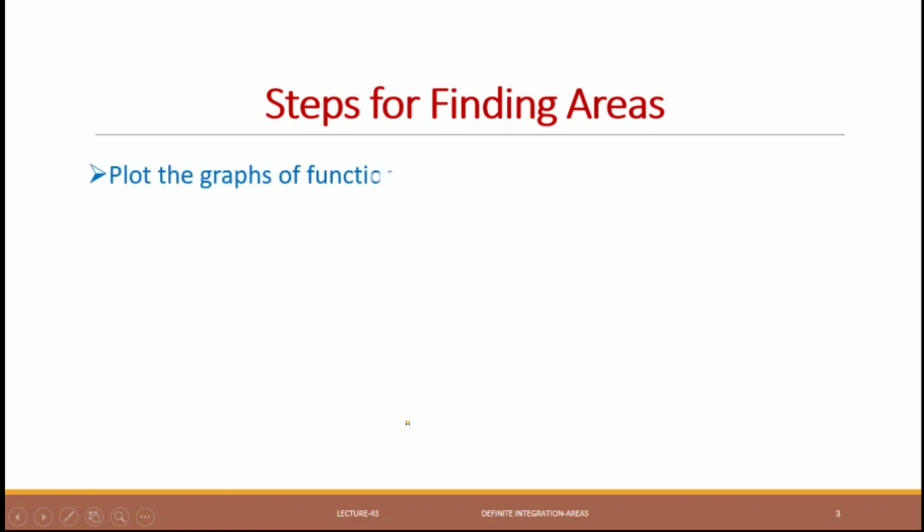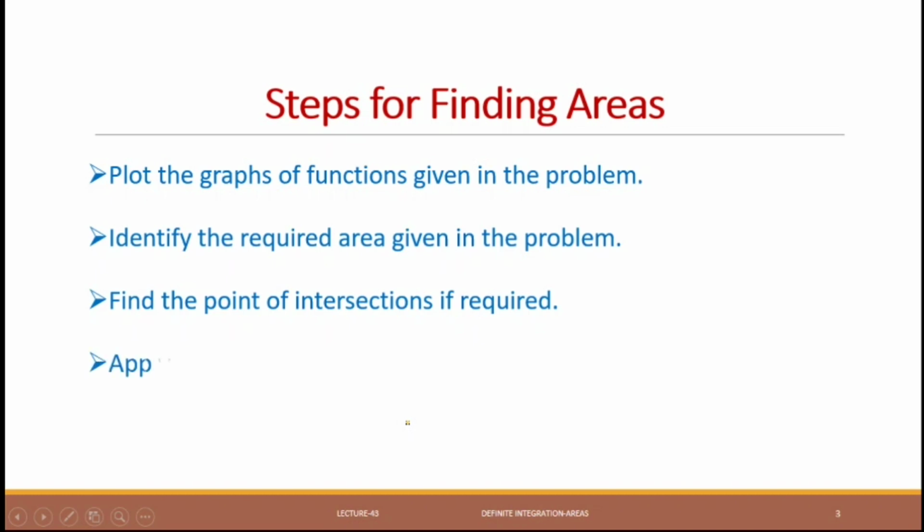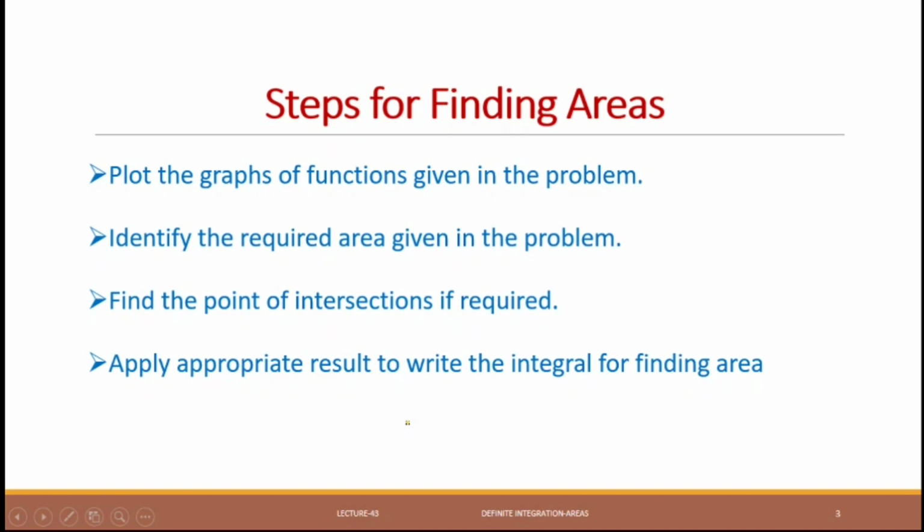Here is the first point. Plot the graphs of all the functions given in the problem and identify the required area that is being asked in the problem. The third step is find the point of intersections if at all required. And the last and final point is apply the appropriate result to write the integral for finding the area.